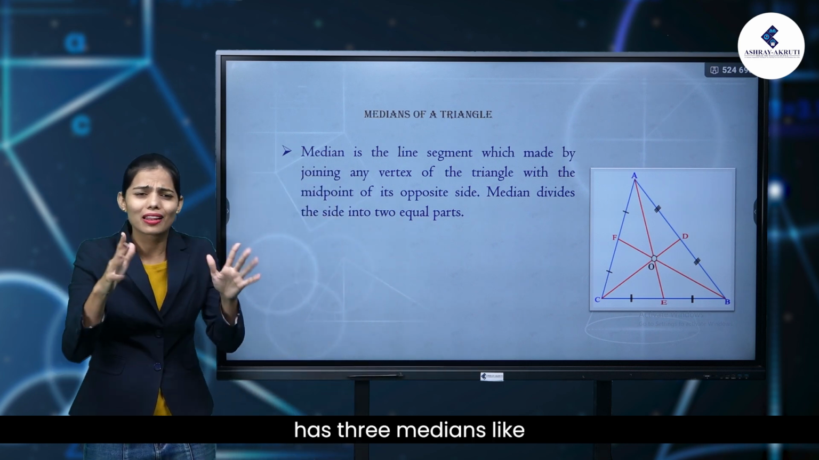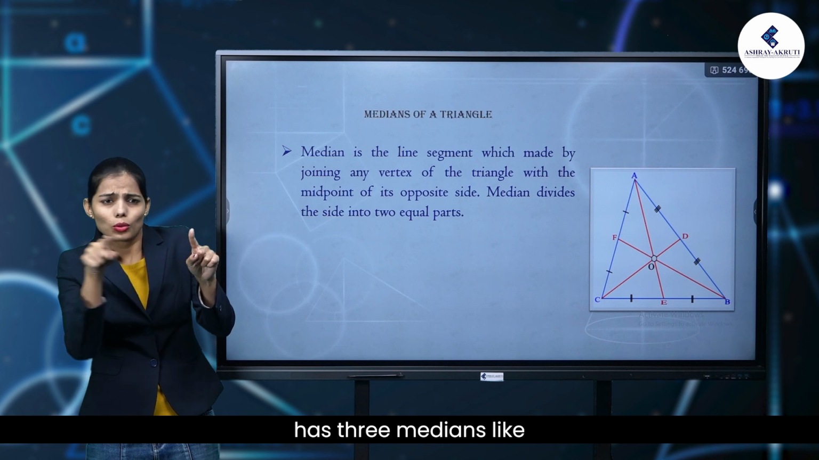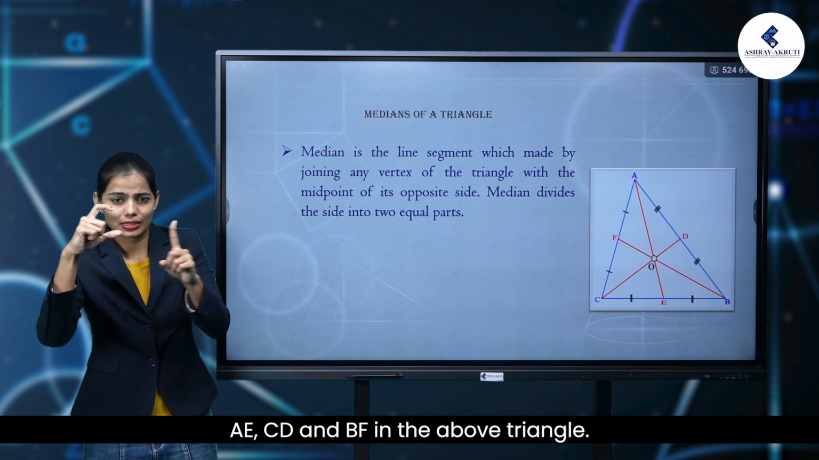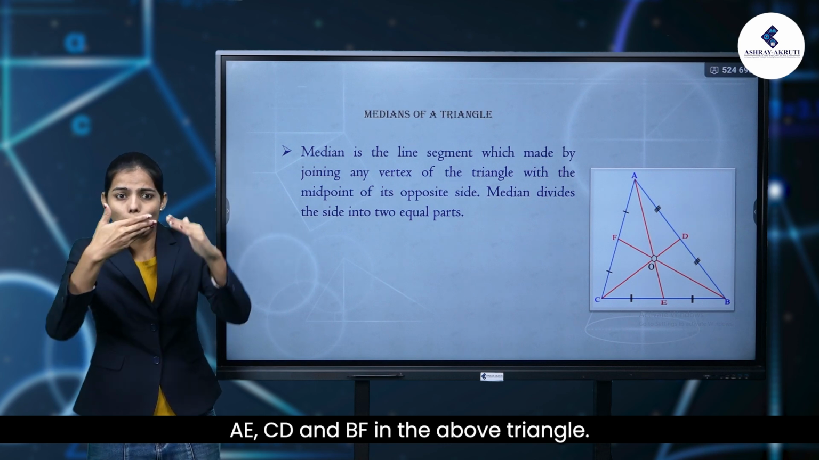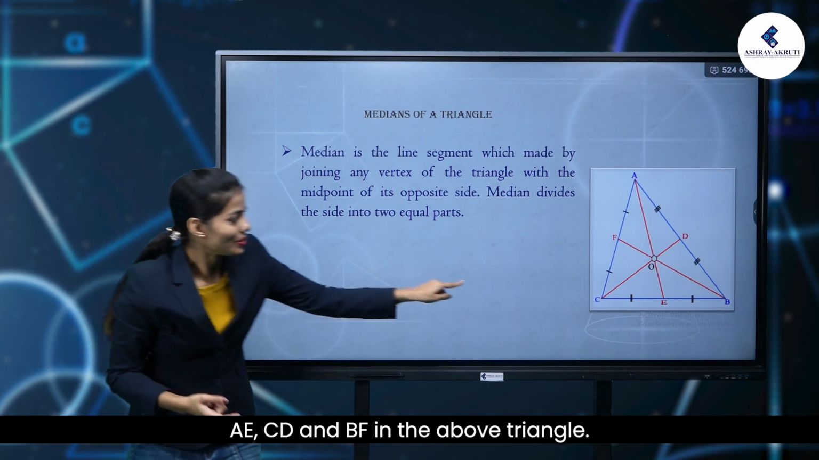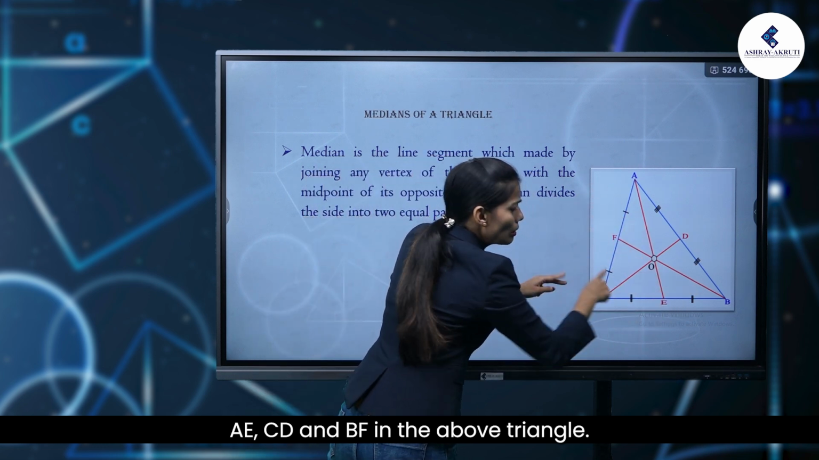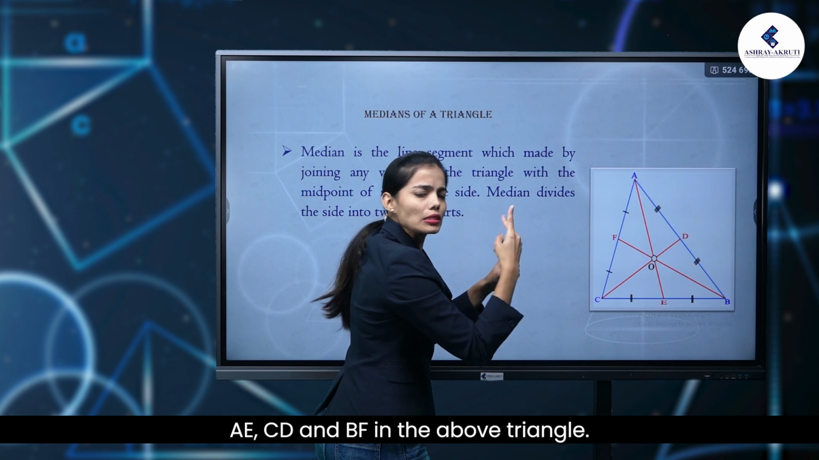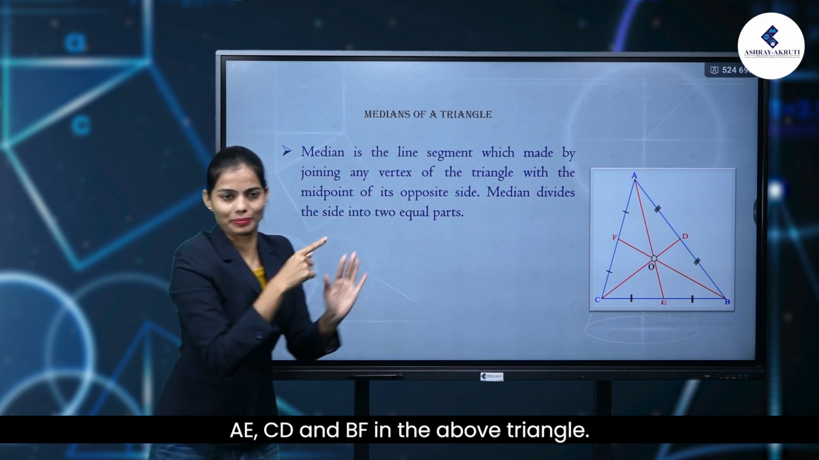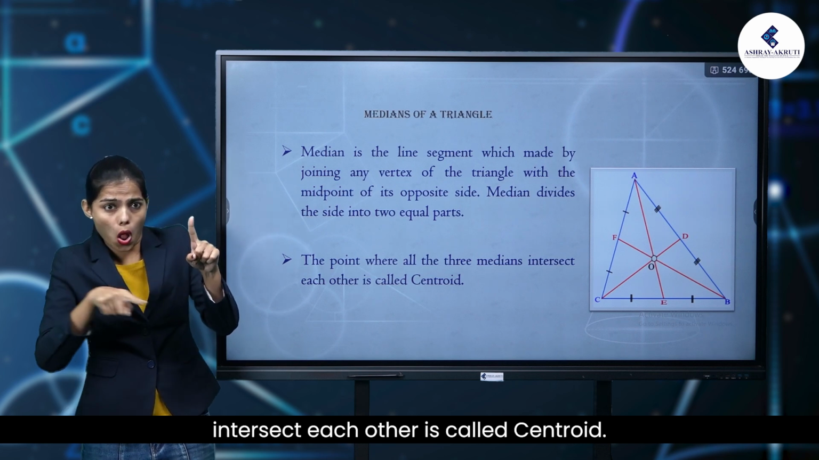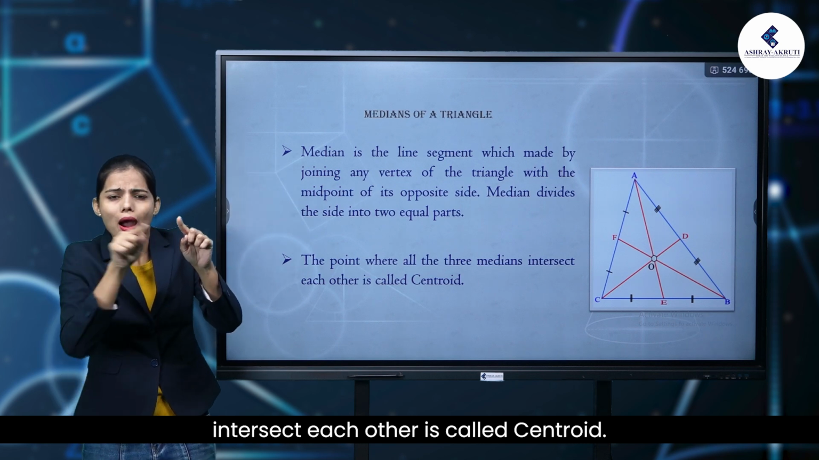Every triangle has three medians, like AE, CD and BF in the above triangle. The point where all the three medians intersect each other is called the centroid.